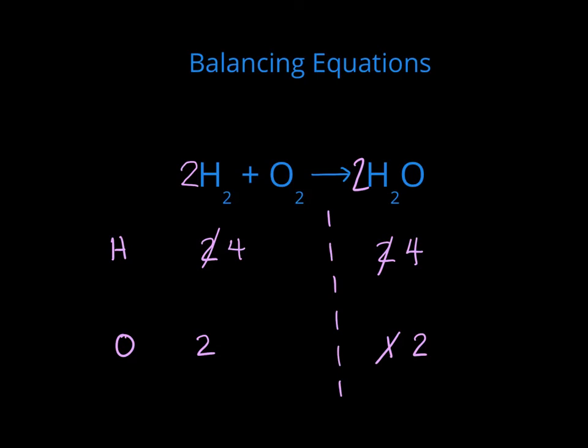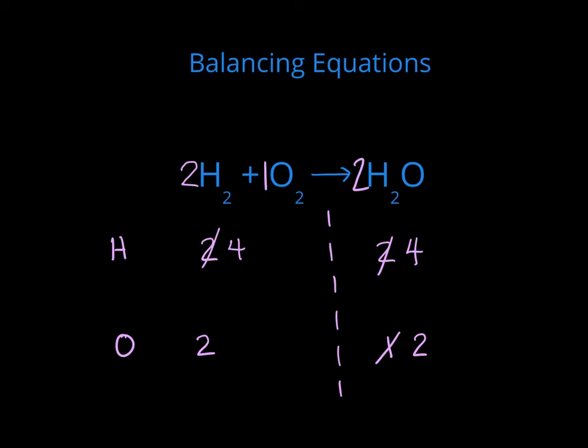And notice to do that, I only changed the coefficients. I did not touch any of the subscripts. The last thing to note is that our coefficients are actually ratios. So in this reaction, I have a 2 to 1 to 2 ratio, meaning that if I have 2 molecules of hydrogen gas combined with 1 molecule of oxygen gas, I'm going to get 2 molecules of water.